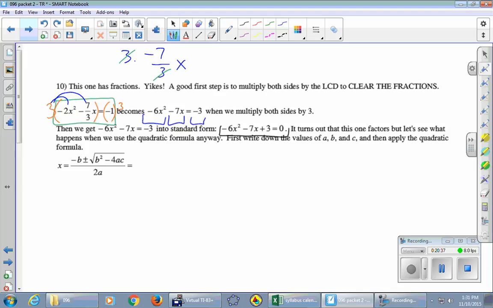Okay, so let's give this one a shot. We're going to do the quadratic formula. First step is to identify a and b and c.